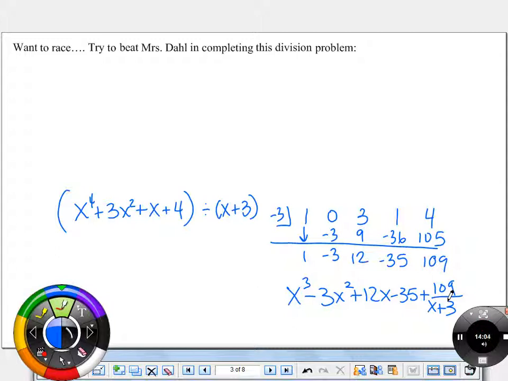Now, there's a couple little things. It doesn't work all the time. It works in some situations. It specifically works when you're dividing by a binomial of degree 1. So could I have done this problem if I wanted you to divide by x squared plus 3? No. Binomial of degree 1. Okay? Eric.